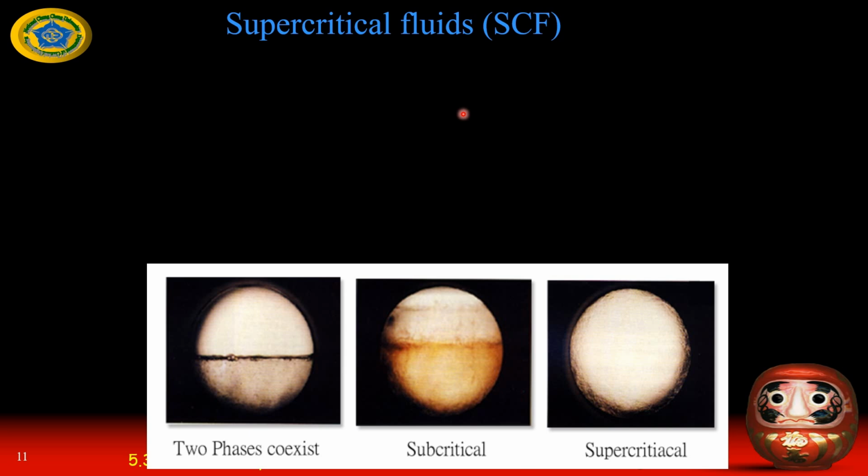So what is supercritical fluid? As you can see, these two phases coexist. This is liquid phase, this is gas phase. This is a closed system, and when you increase the temperature again, it will reach what we call subcritical, which is very close to critical, but it's not. And when the temperature reaches above the critical condition, you will have supercritical fluids.